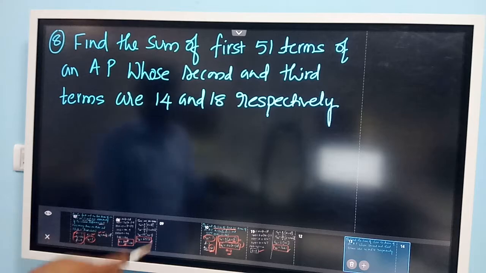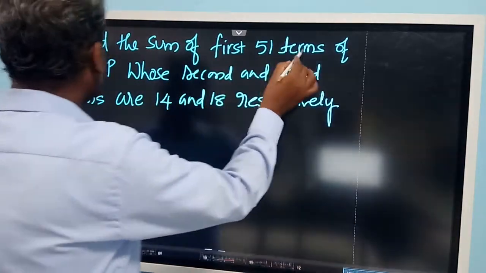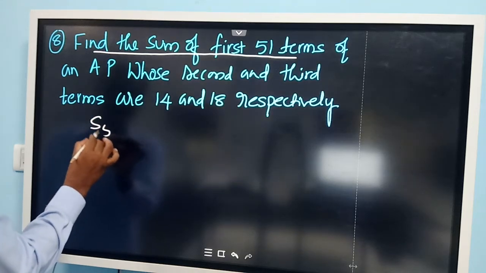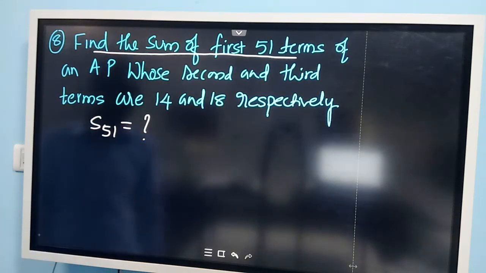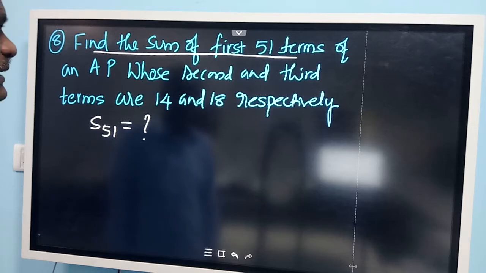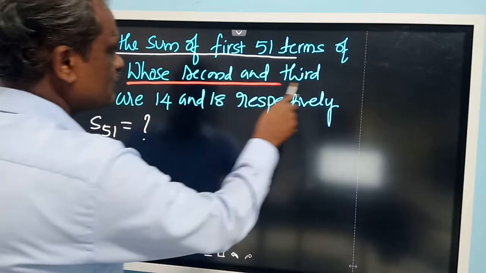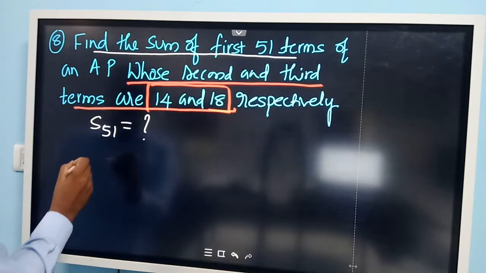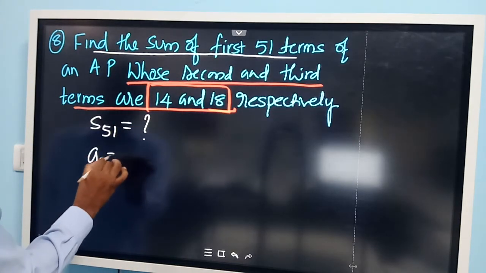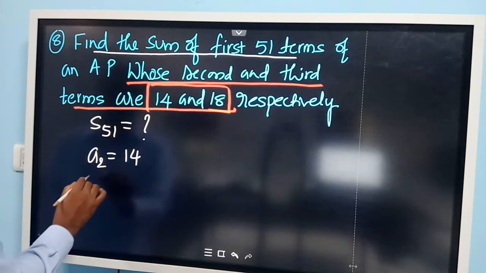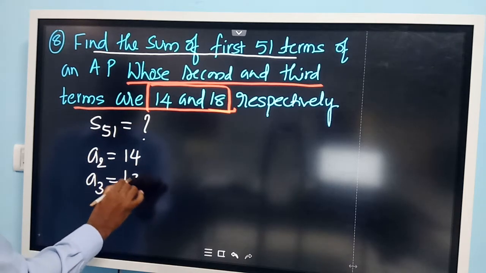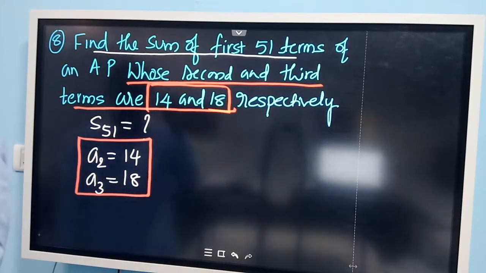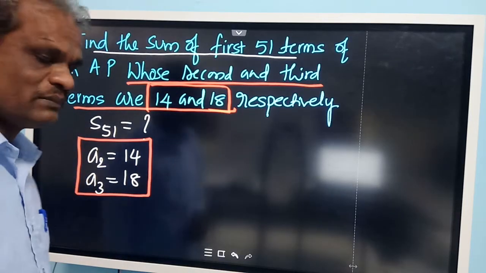This question: find the sum of first 51 terms of the AP. We want to find S51, whose second term and third term are given. The second and third terms are 14 and 18. So the second term A2 is 14, and the third term A3 is 18. We got these two only. Using these two, we need to find the sum of 51 terms.